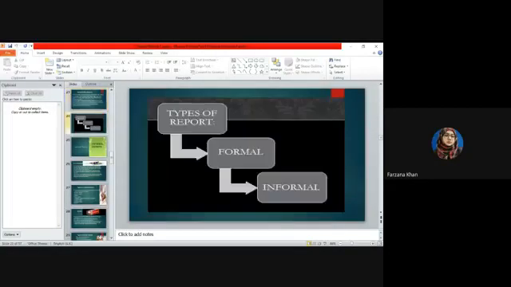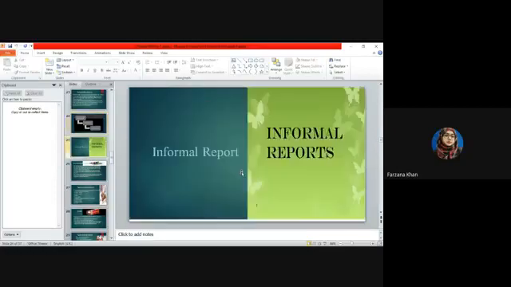So the other types of report are formal reports and informal reports. On the basis of the approach, two classifications are there: informal reports and formal reports. Basically, the nature and format decide if the report is formal or informal. A formal report is the result of proper survey. An informal report is usually transmitted from person to person.